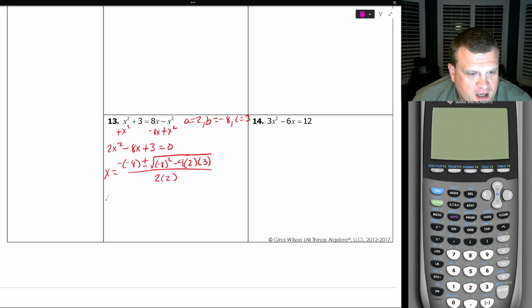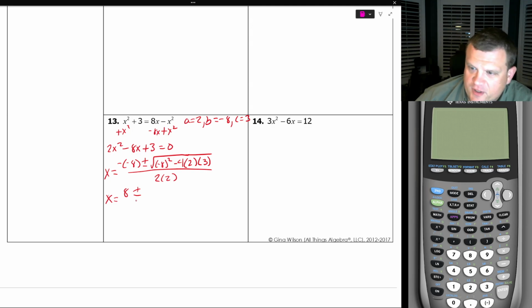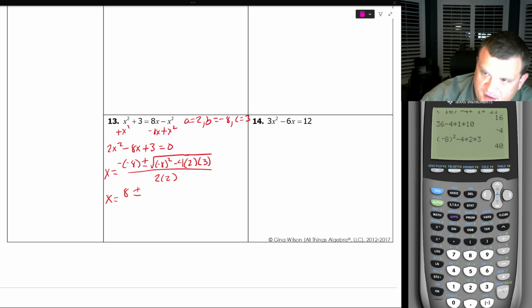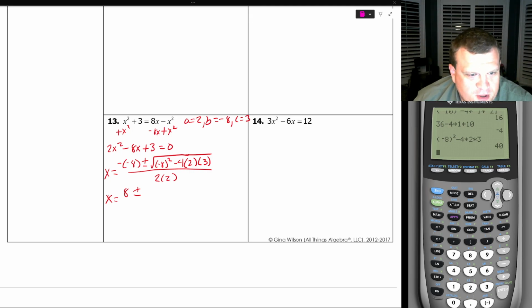Let's see what we get. Again, x equals negative times negative is going to be positive. So we're going to have +8, plus or minus. We can leverage our calculator on this one. This one's got a little bit more going on to it. Not too bad, but just for the sake of insurance. -8 squared minus 4 times 2 times 3. They're all positive. We are going to get 40. So we're going to get the square root of +40. So we're going to get real solutions out of this over 4.